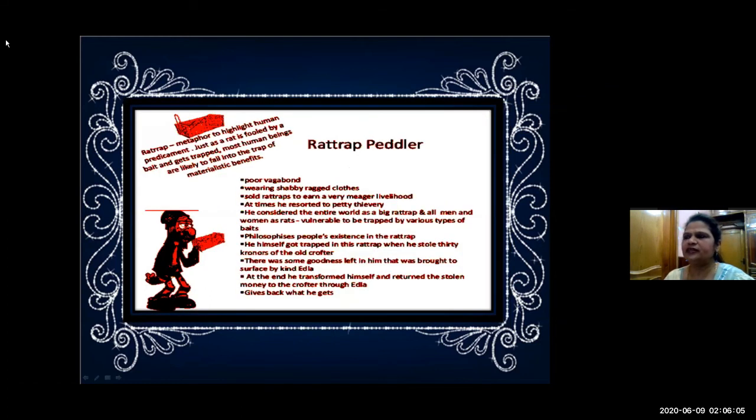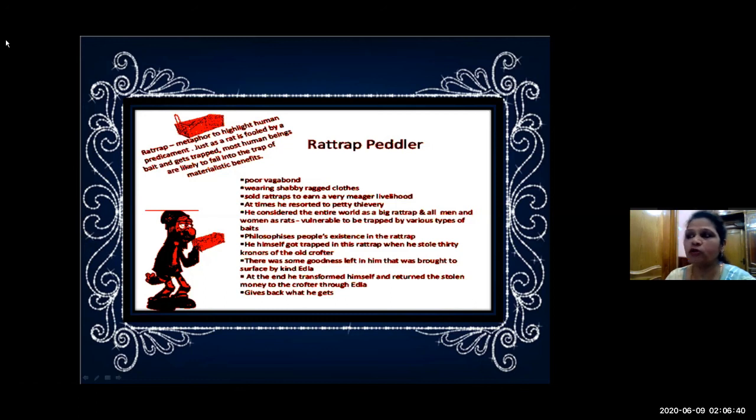Next can be the character of the Rattrap Peddler. This is also one of the very important characters. So here you can mention the metaphor which comes into his mind while he was on his way to sell the rat traps. Then you can write who he was. He was a poor vagabond wearing shabby ragged clothes. He was selling rat traps to earn a livelihood. At times he resorted to petty thefts also.